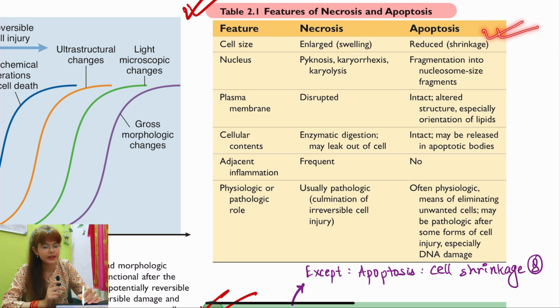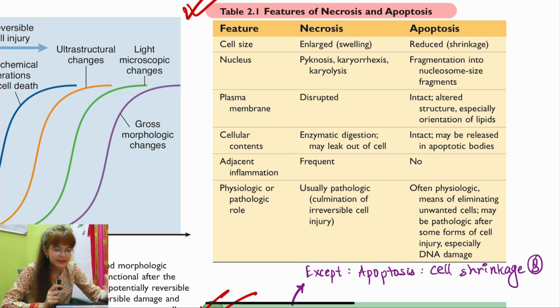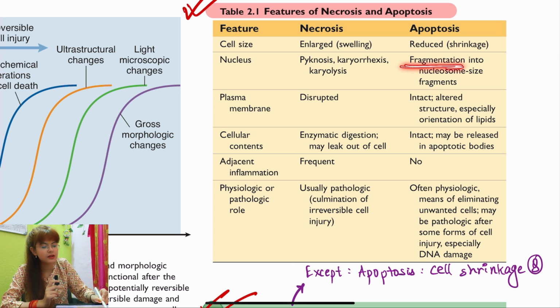Very important point. Next, in necrosis, the nucleus undergoes pyknosis, karyorrhexis, and karyolysis. But in apoptosis, there is fragmentation into nucleosome size fragments, meaning it is completely getting fragmented. Because we know that in apoptosis, apoptotic bodies are formed, and the entire cell ultimately gets transformed into these apoptotic bodies before its destruction. But in necrosis, this does not happen. So there is fragmentation in apoptosis, especially in the nucleus. This is what is happening in the nucleus. The nucleus is getting completely fragmented over here, but here the fragmentation doesn't happen. First is pyknosis, karyorrhexis, and karyolysis.